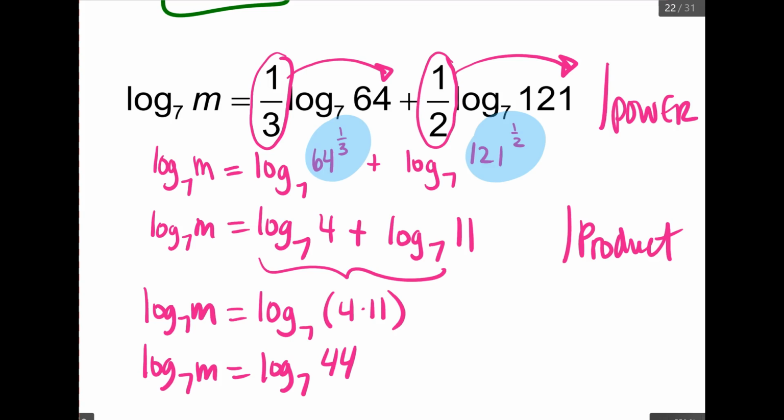Since I have the same base, I did the product, which means if you have log of two things added together, one log added to another with the same base, you can literally take the inside portion and just multiply them together. So 4 times 11 is 44. And now that I have the same base here, I can set the insides equal, so m equals 44.